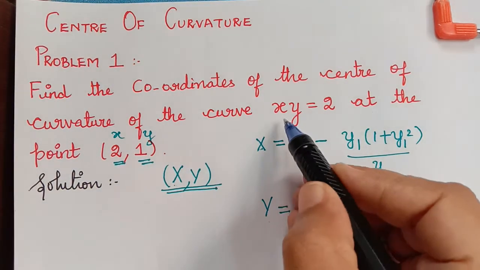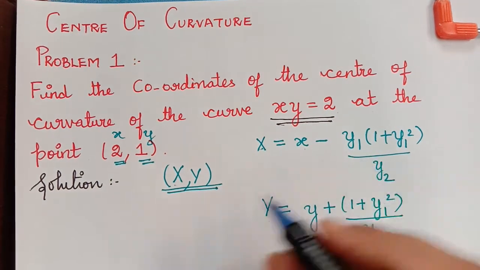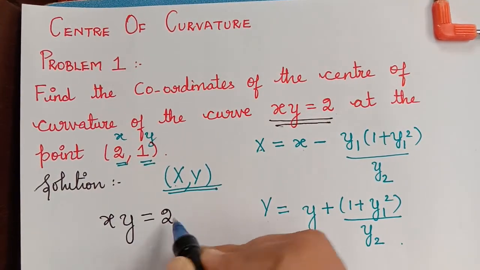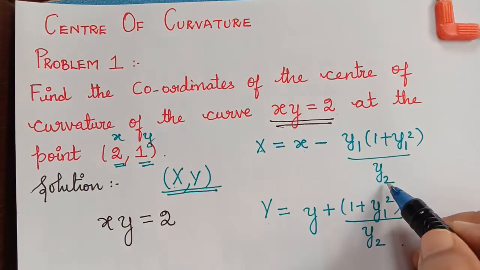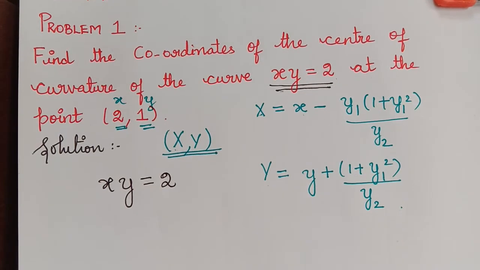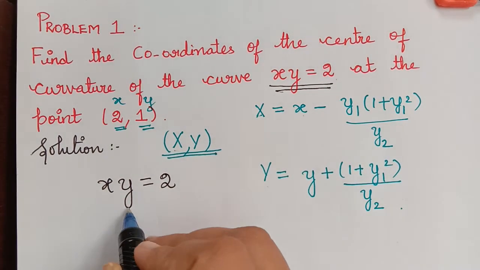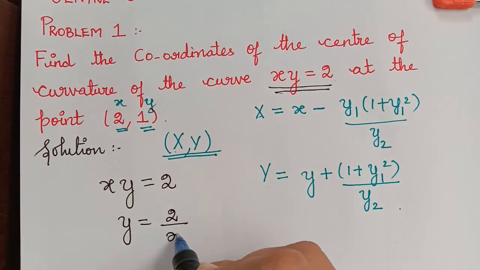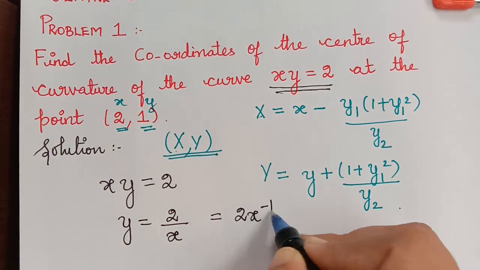Now first we shall consider the given curve. What is the given curve? xy equal to 2. Now from this we have to find y1 and y2. So what is y1? y1 is the first differentiation of y. So we can write this as y equal to 2 by x, and that will be equal to 2x to the power of minus 1.